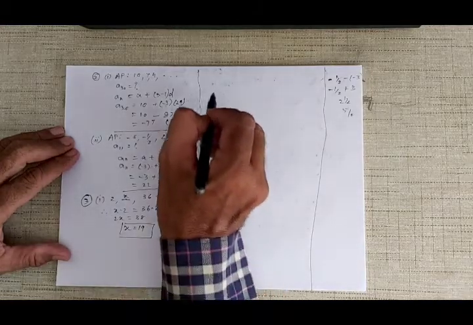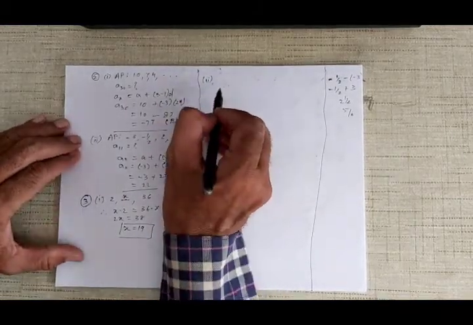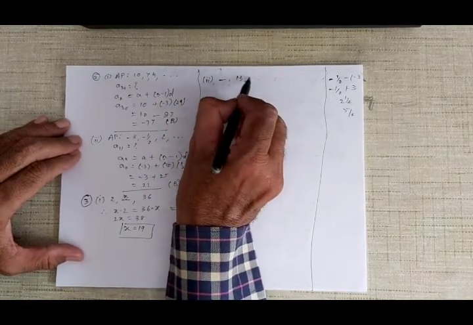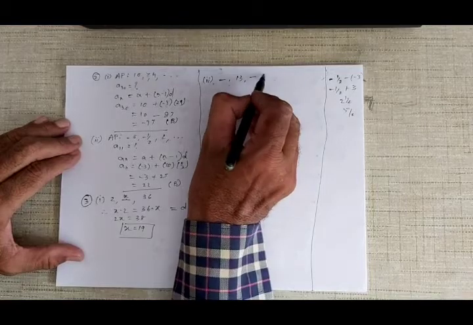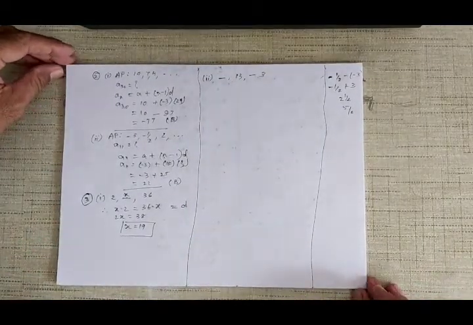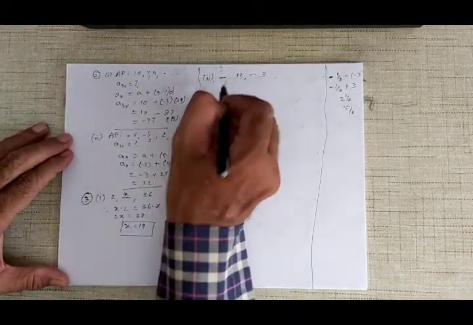Then take the second one. The second one says that there is a blank, then there is 13, then there is blank again, and then there is 3. Now here you see you have to use your head a little bit, not too much, but just see that this is the first term.